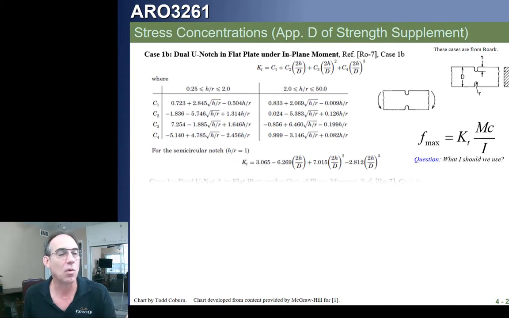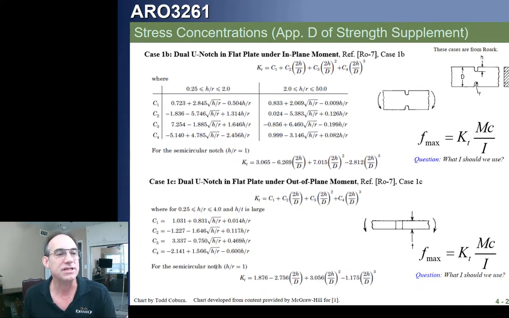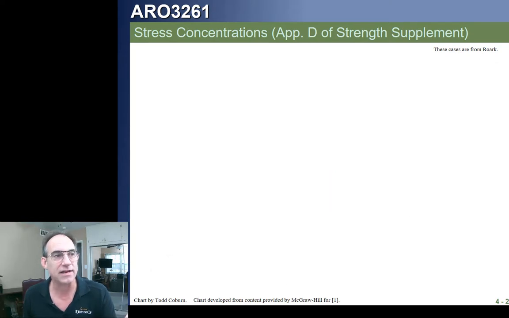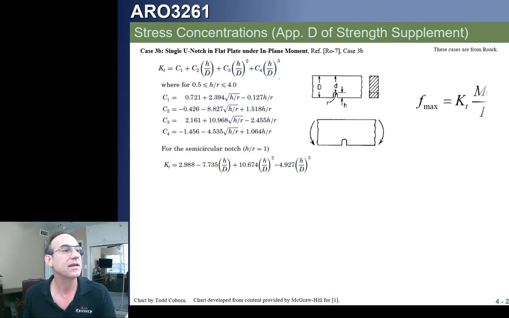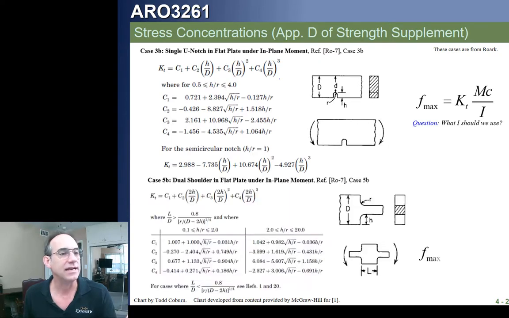Here are a few of the Roark solutions for bending. You can study these at your leisure. I expect you to be able to use any of these. You need to watch out for, in some cases, it may give you the nominal stress. Most of the time, it's just going to calculate a K sub T that's just applied to the MC over I kind of stress. Here's another one and another one.